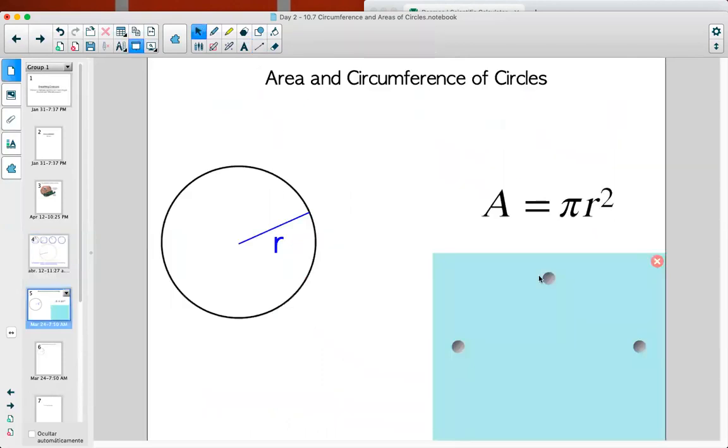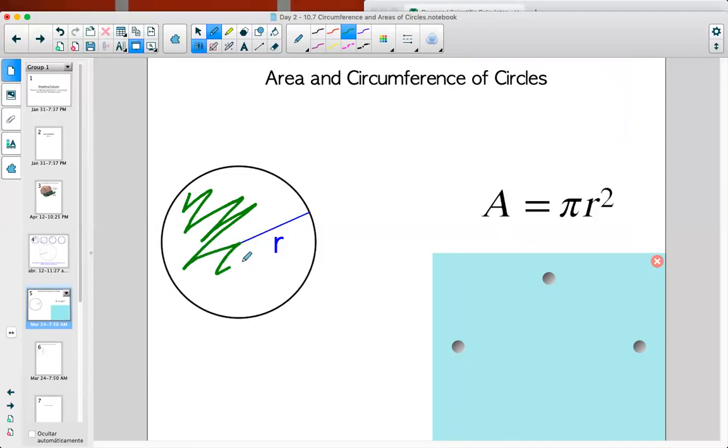The same thing happened, so remember, area is if you were to take a flat piece of paper, and then if you were to use a color pencil, and if you were to shade in this circle, then that is what the area represents. Area represents everything that is shaded inside the circle.